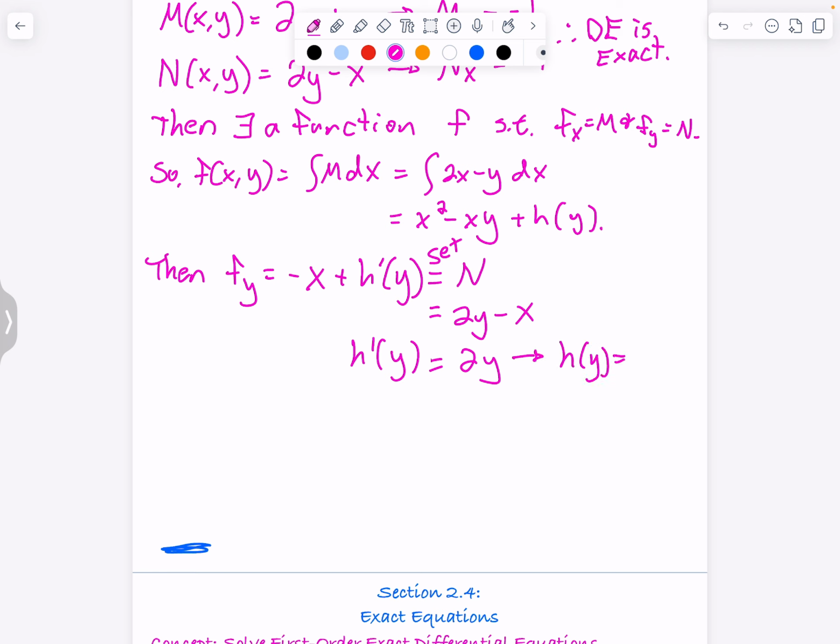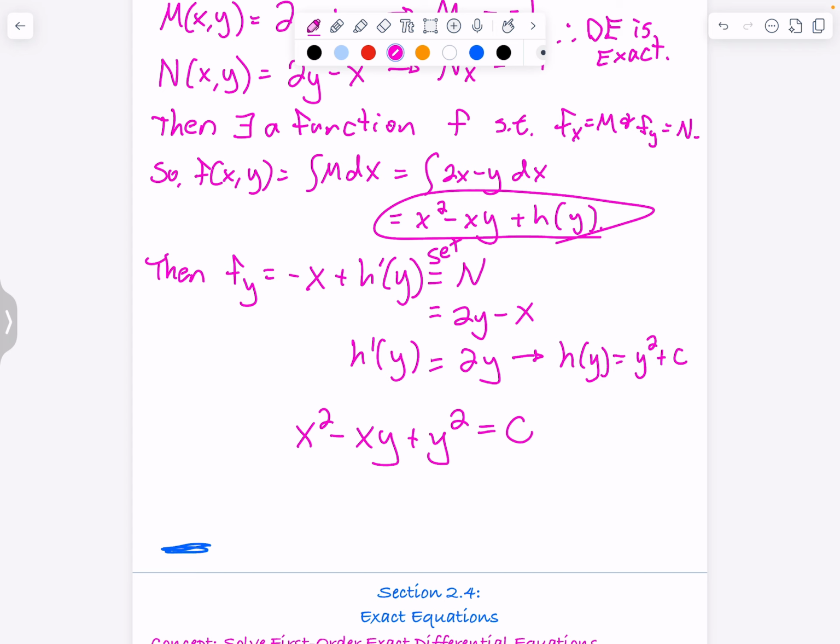To get to h of y, I'm going to go ahead and take the integral. Up by 1 divided by the new one, I get y squared, and then this is where we get that C if you need it. So I'm going to go ahead and write my solution. That's up here with that new h of y. There we go. Not bad at all.